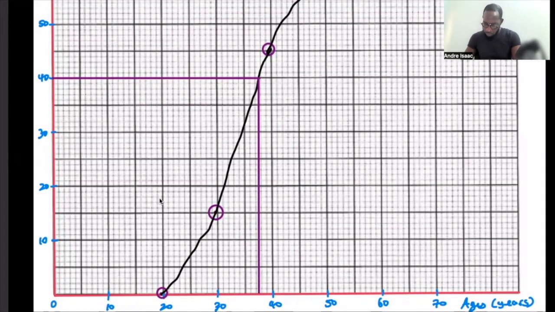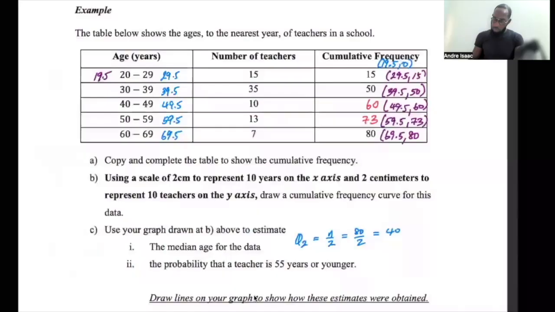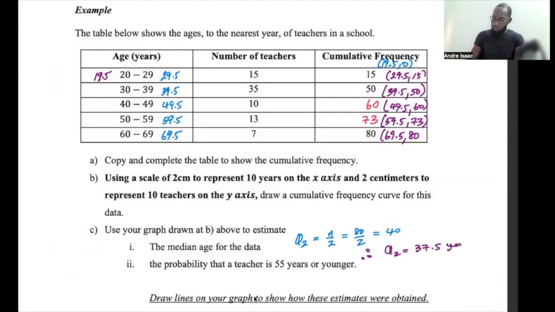It seems like in the middle is an estimate, right? So this is 35, 36, 37, 37.5. Q2, right? So the median age is 37.5 years, right?